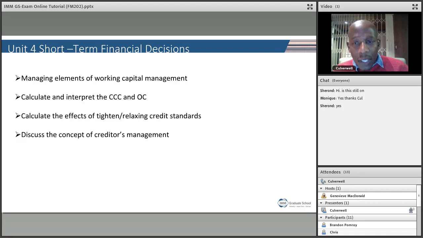The more money you have tied up which you cannot access, because of the concept of time value of money, one way or another you'll be losing money, or opportunity cost in actual fact. And then calculate the effects of tightening or relaxing credit standards. This often comes in the exam.